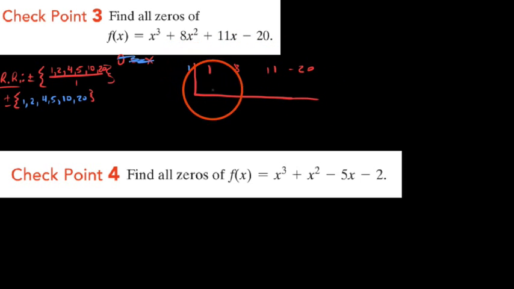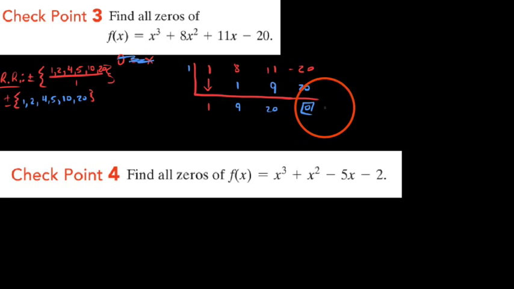So we'll try with 1. Dropping down our 1 here, we would get this. 1 times 1 is 1, plus 8 is 9, times 1 is 9. And then we get 20 here. 1 times 20 is 20. And so we do end up indeed having a 0 remainder.